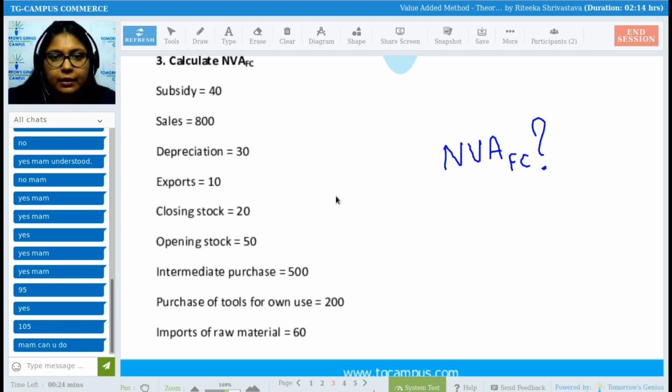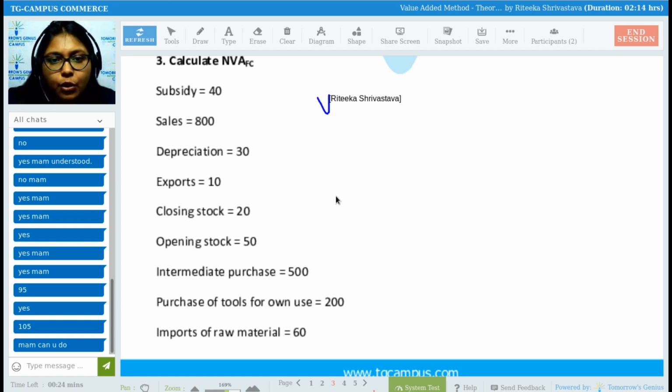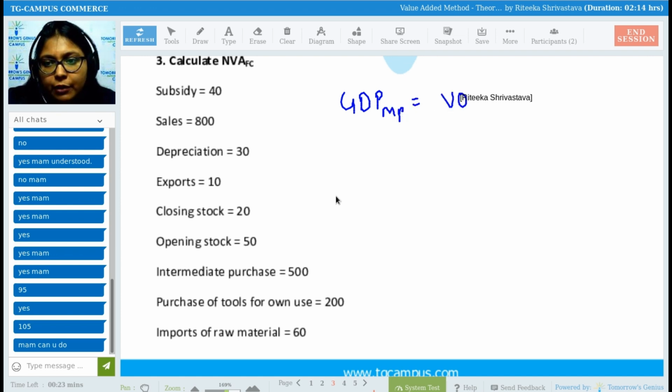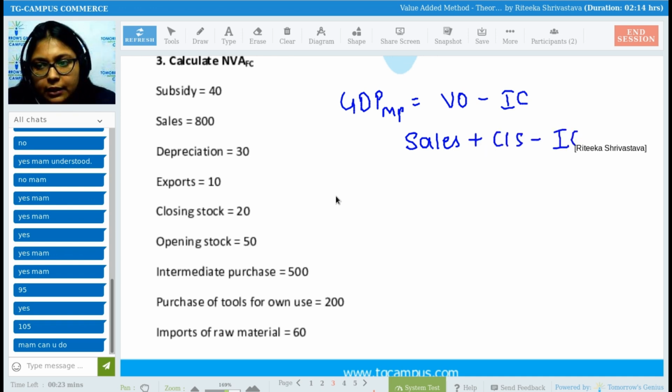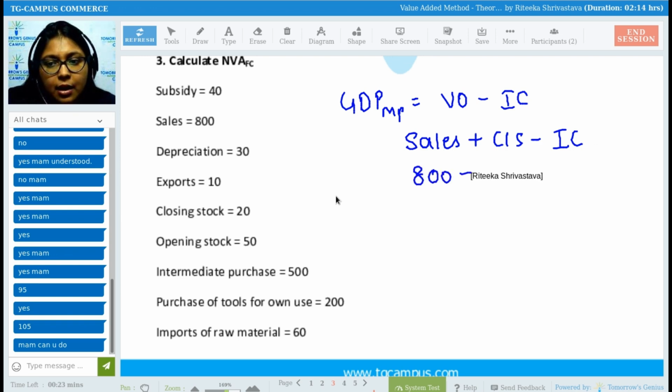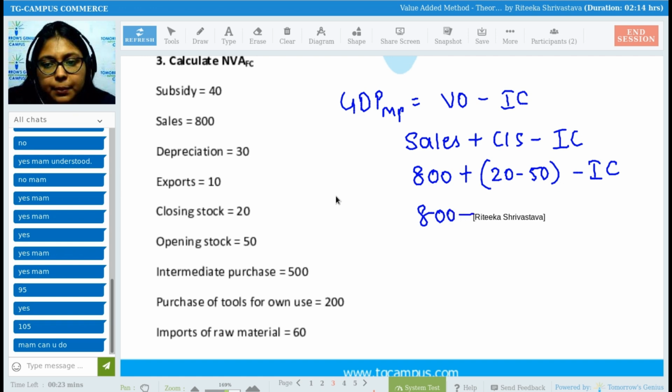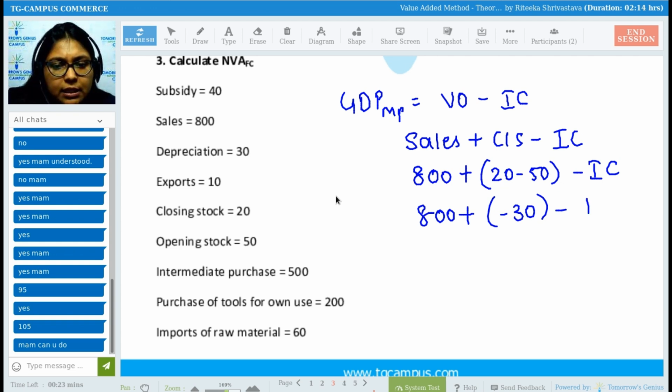Okay. See, what is the formula? Value added or GDPMP is equal to value of output minus intermediate consumption. Now see, value of output is not directly given to us. Then what is the formula of value of output? Sales plus CIS. So the sales value is 800 plus CIS, what is that? Closing stock minus opening stock. So 20 minus 50. So 800 plus 20 minus 50 is how much? Minus 30, then minus intermediate consumption, which is given to us in the question.